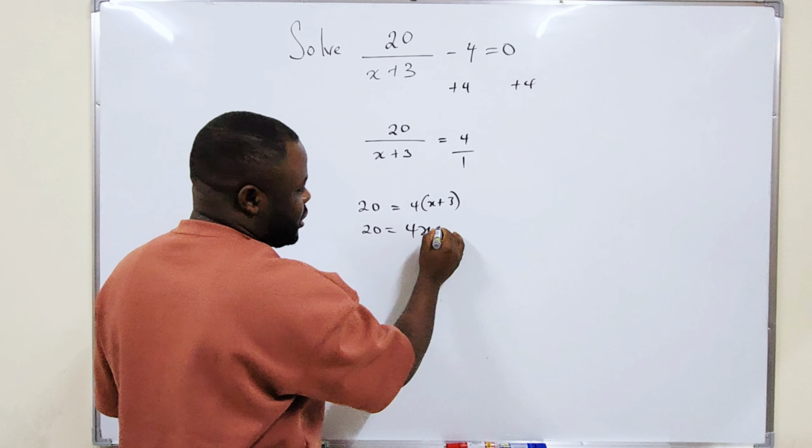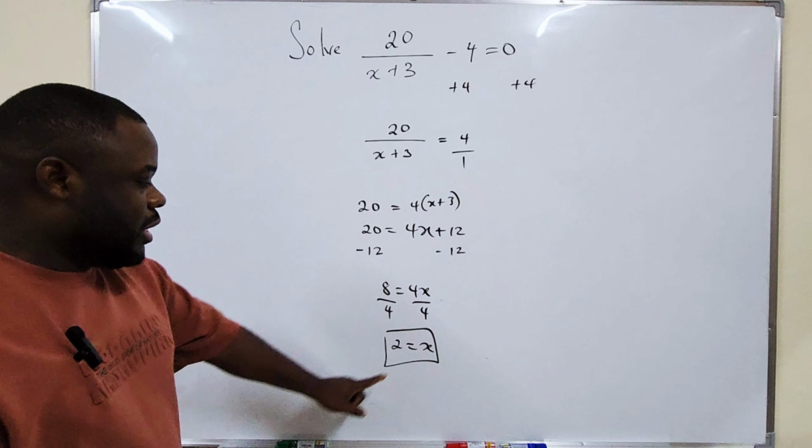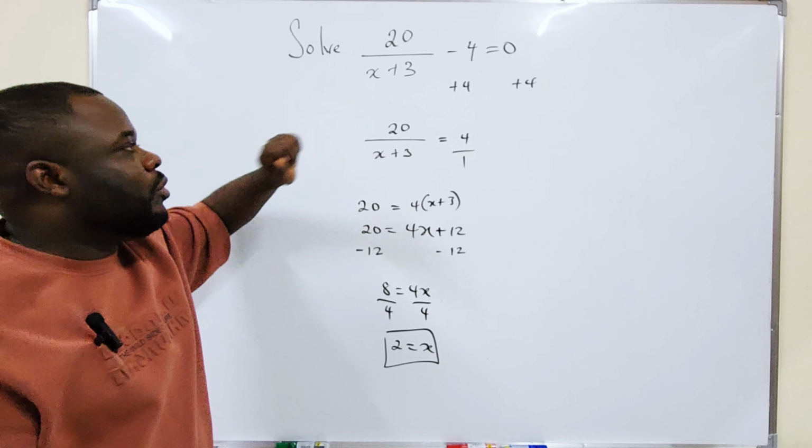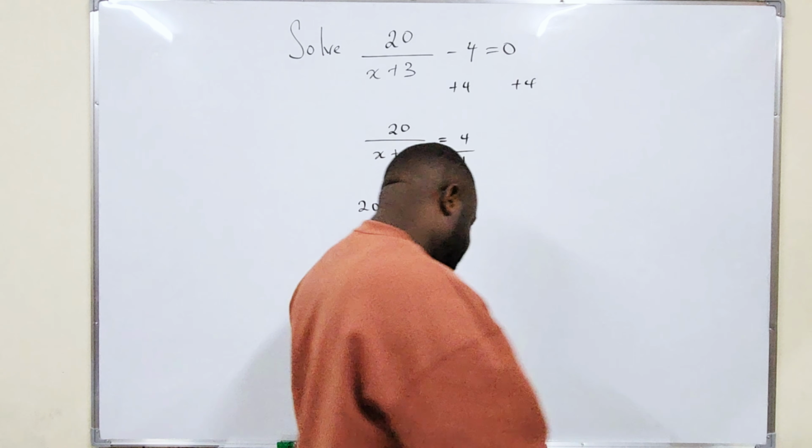plus 12. All right? So basically, you collect like terms by subtracting 12 from both sides. And this will give you 8 equals 4x. Then you divide both sides by 4, and 8 divided by 4 is going to give you 2, and this is going to be x. So the value for x is what? Is 2. So you can substitute into the original equation to see if that is correct.